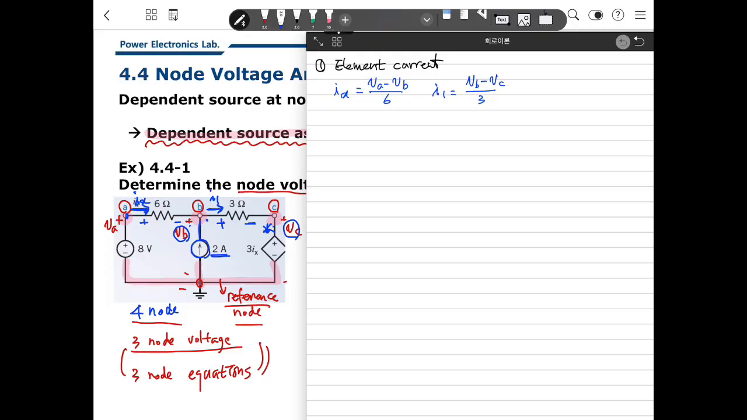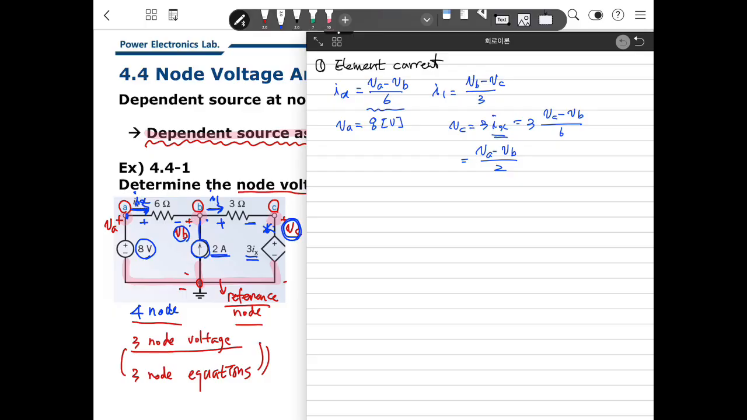Then, fortunately, we have some values about that. What is that? VA is the same as that value, 8 volts. And VC is the same value over here. VC is the same value, 3 Ix. And what is Ix? Ix is this. So 3 times (VA minus VB)/6, that will be (VA minus VB)/2. That is VC.